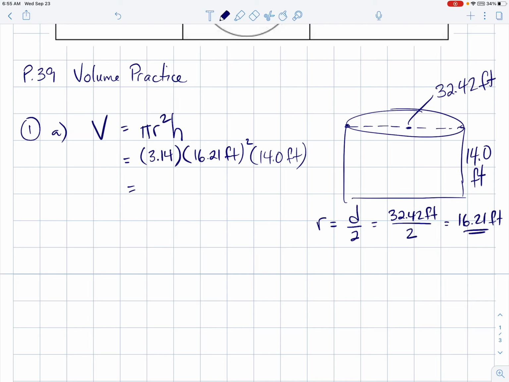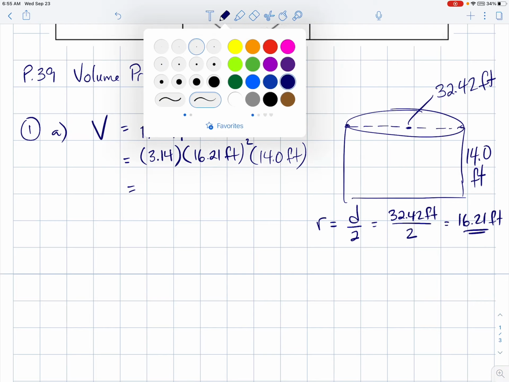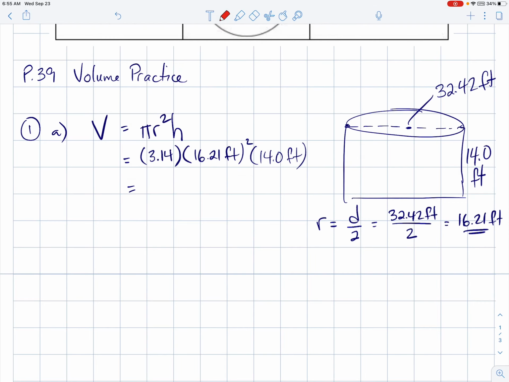And my answer on the calculator, normally you wouldn't write this answer, so let me put it in a different color. The calculator screen says 11,551.10984. That's what's on the calculator screen, but you wouldn't write that as part of your answer. What you need to do is apply the rules for significant digits and write down the correct answer rounded off.